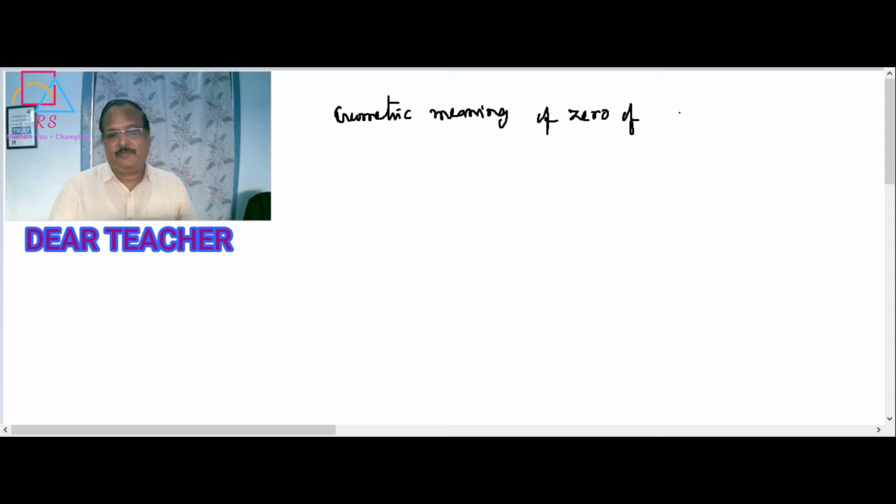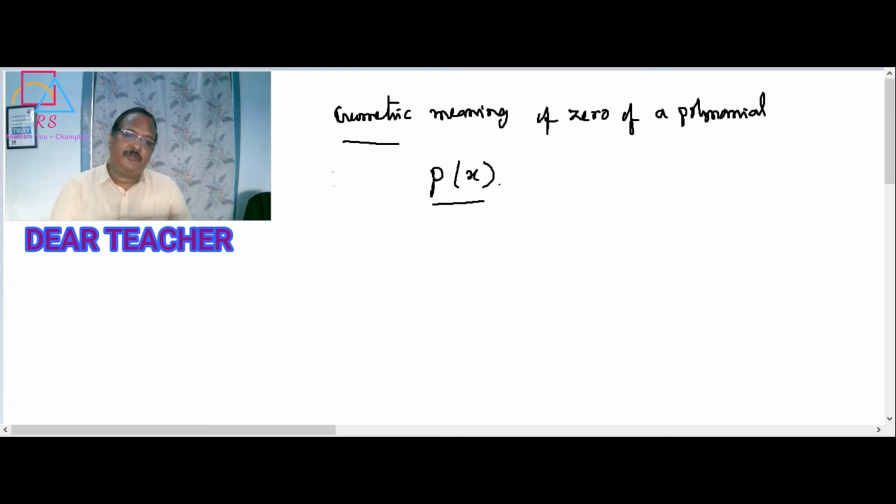Of any polynomial. It is not only a quadratic polynomial, but any polynomial. So p(x) is a polynomial of any degree. Let us understand what the graph, the geometric meaning, is. How do you represent this in the graph?